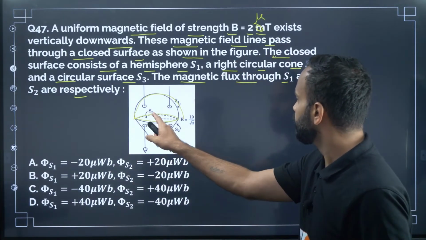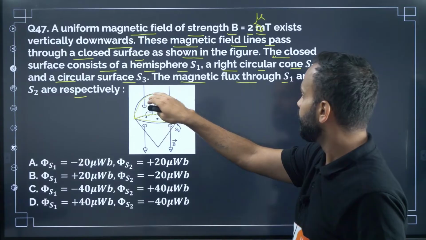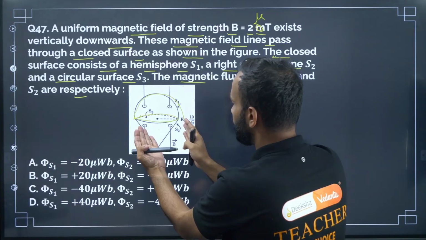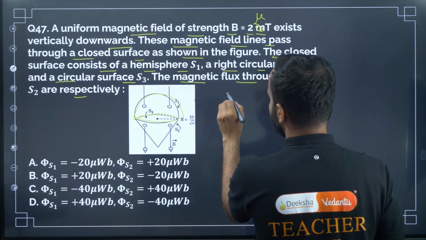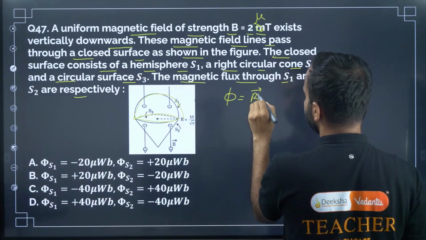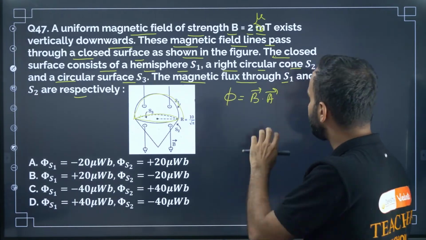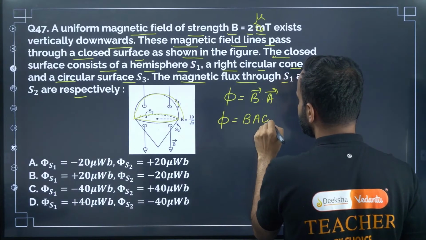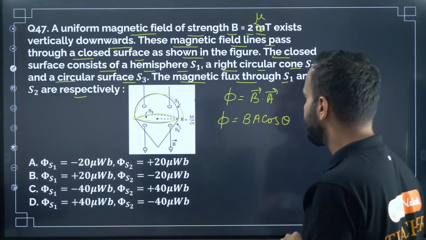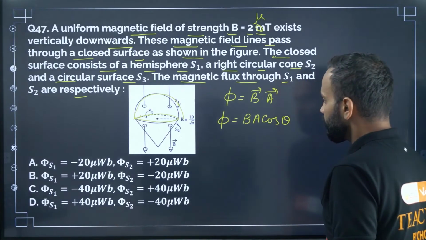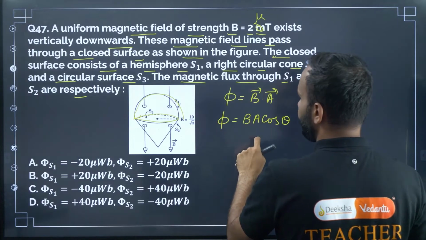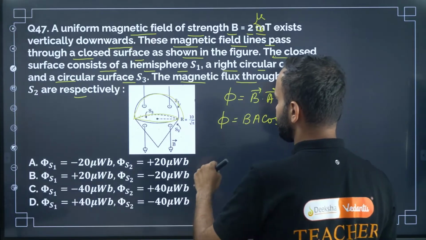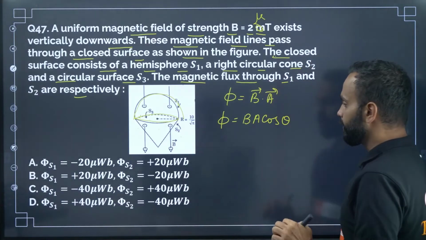We need to find the magnetic flux through S1, that is, when the magnetic field passes through the hemispherical surface and the cone surface. What is magnetic flux? Magnetic flux is equal to B dot A. B is the magnetic field vector, A is the area vector. So phi is equal to BA cos theta, where theta is the angle between the magnetic field vector and the area vector. Here R is given, that is the radius of this circular surface. How to find the magnetic flux?